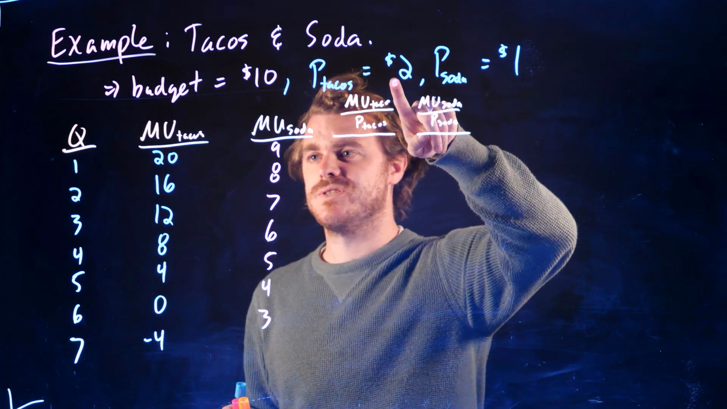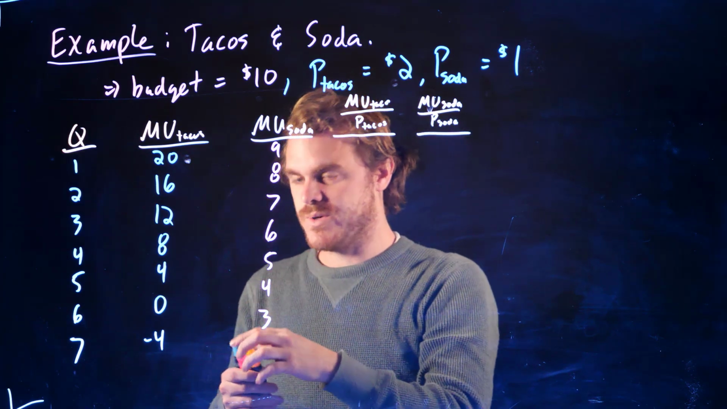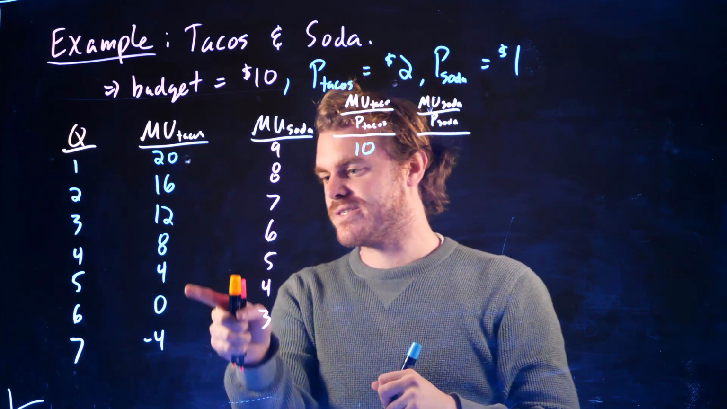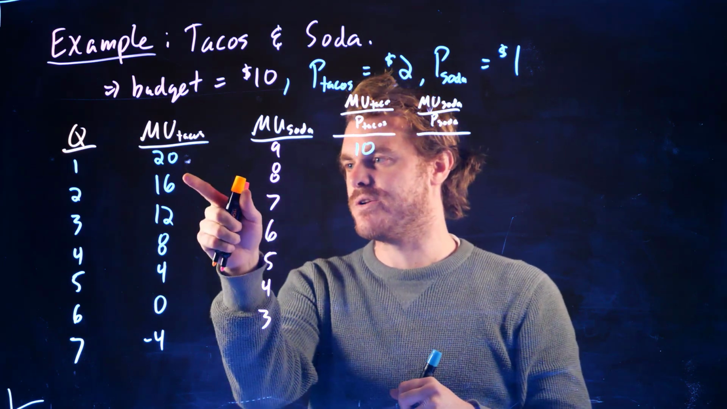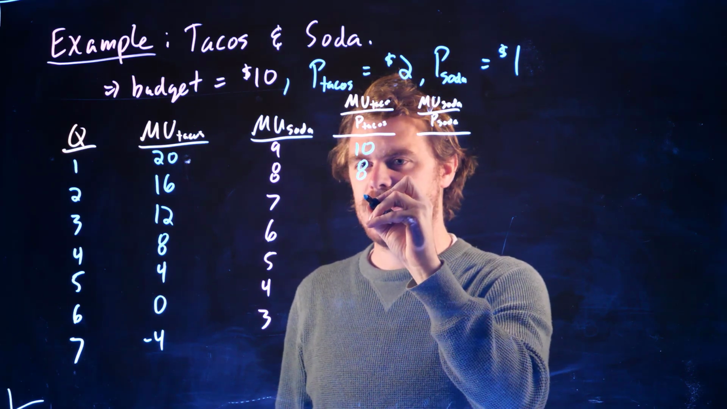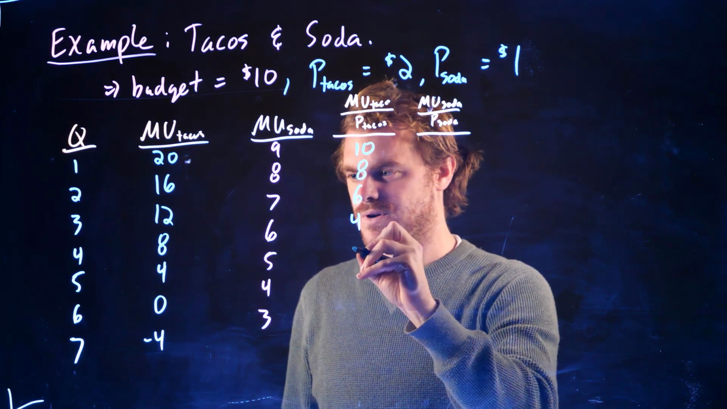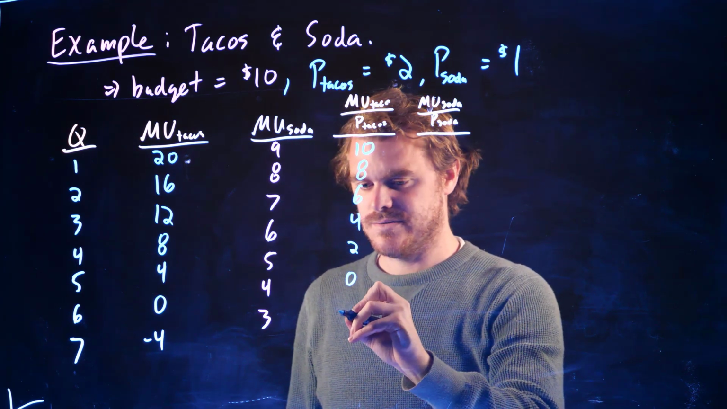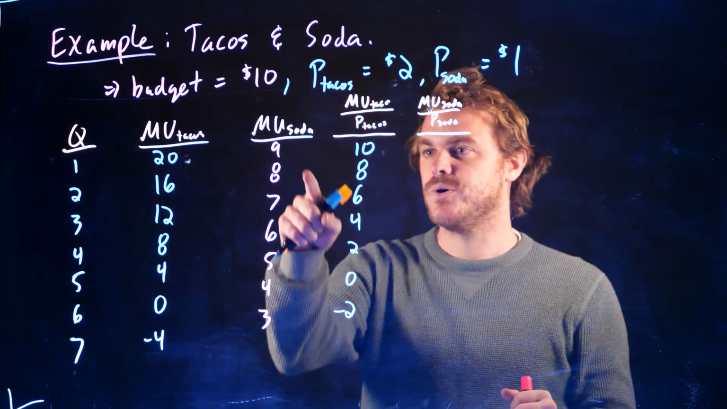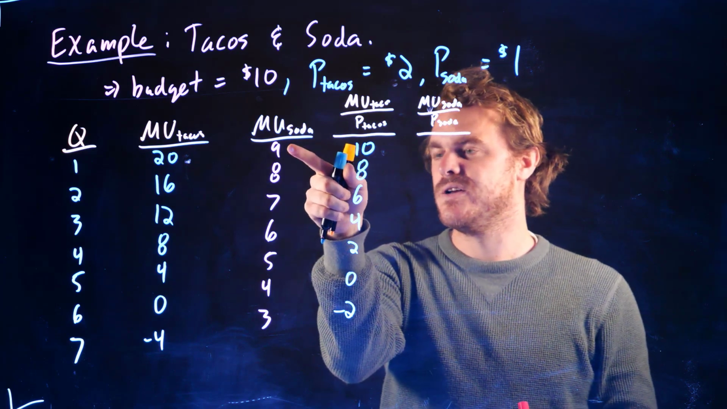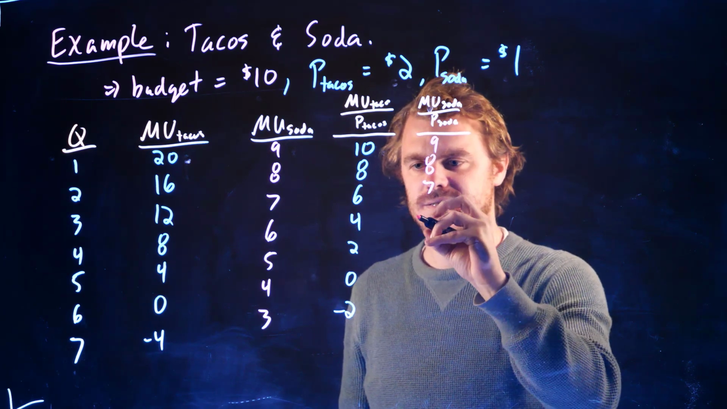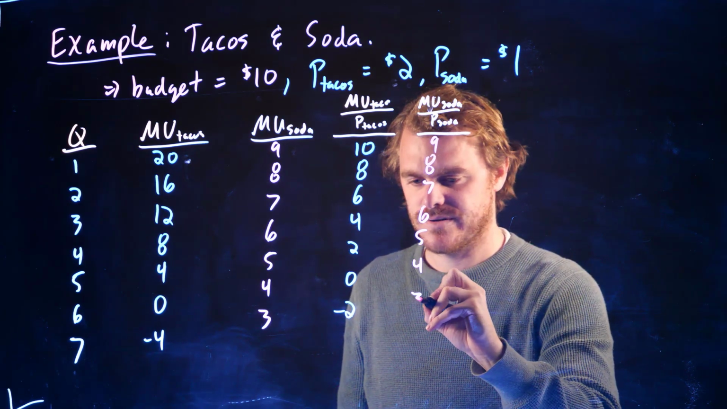All right, so the price of tacos was 2. The marginal utility of this first one was 20, which means that we're essentially dividing this column by 2 because the price was $2 for each of these tacos. So the bang for your buck of the first taco is 10, then 8, 6, 4, 2, 0, -2. And then for soda, because the price of soda is just 1, we're dividing each of these numbers by 1, and so they'll remain the same. So 9, 8, 7, 6, 5, 4, 3.